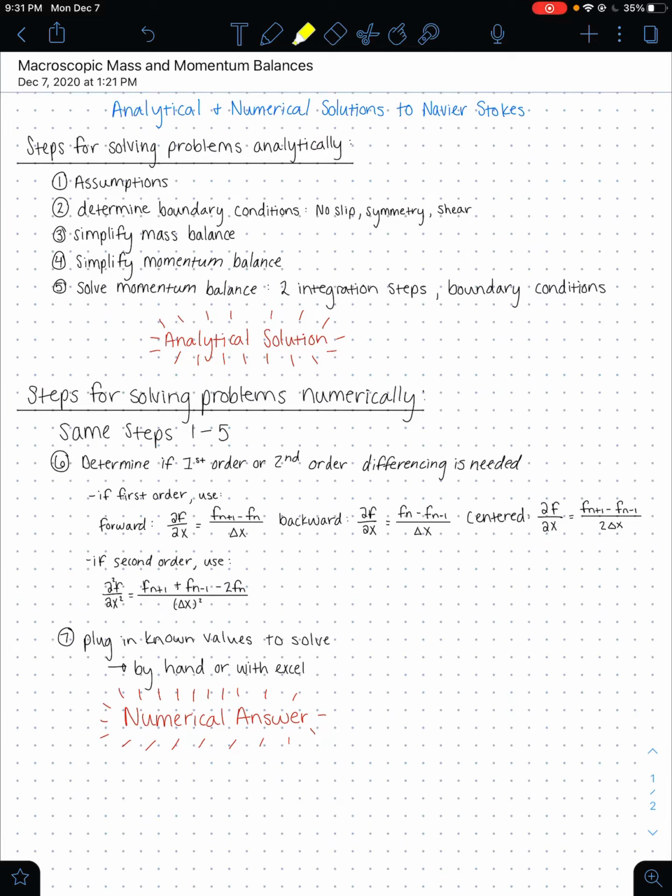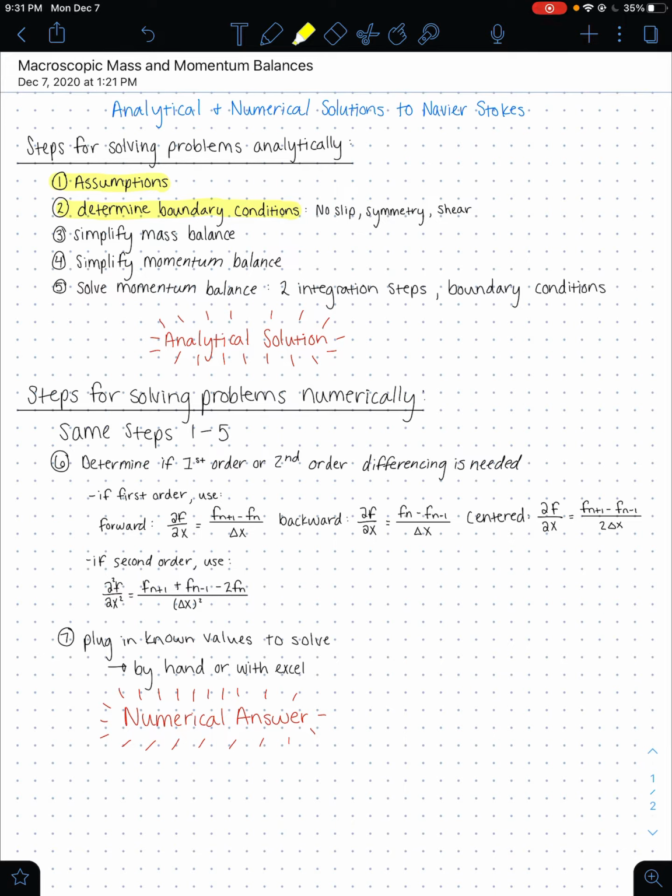Navier-Stokes problems can either be solved analytically or numerically, and I will now walk you through the steps for solving the problems in both of those ways. So as far as solving problems analytically goes, the first step you're going to want to do is list your assumptions. This will be very important as the assumptions will allow you to simplify the mass and momentum balance equations for Navier-Stokes problems. Then you're going to want to determine what the boundary conditions are.